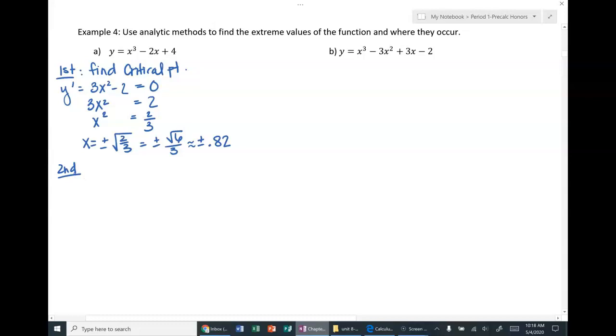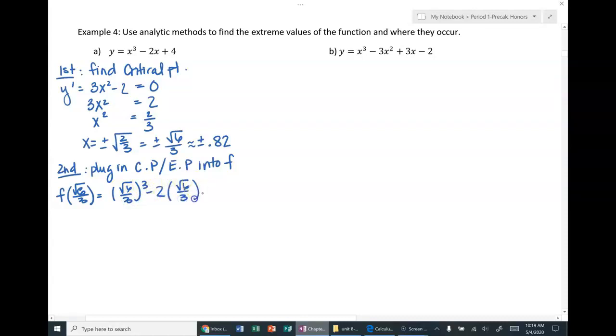So what we want to do is plug in your critical points, since we don't have endpoints. Plug in critical point slash endpoint into your f function, your original function. Well, we only have 2 points, the plus rad 6 over 3 and a minus rad 6 over 3. So first one, we'll do rad 6 over 3: (rad 6 over 3) to the power of 3 minus 2 times rad 6 all over 3, and we're going to add 4.